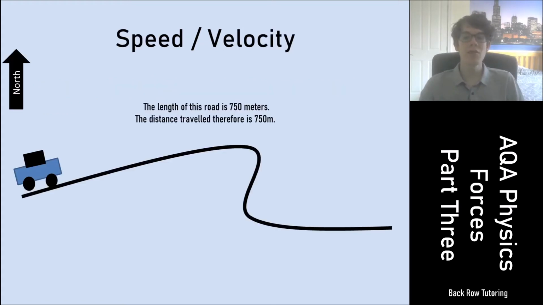The length of this road is 750 meters. The distance travelled, therefore, is 750 meters. So if you have this car travelling along this road, where upwards is north, the car might only go from this point here to this point here. But the journey that that car has taken is a little bit longer than that.